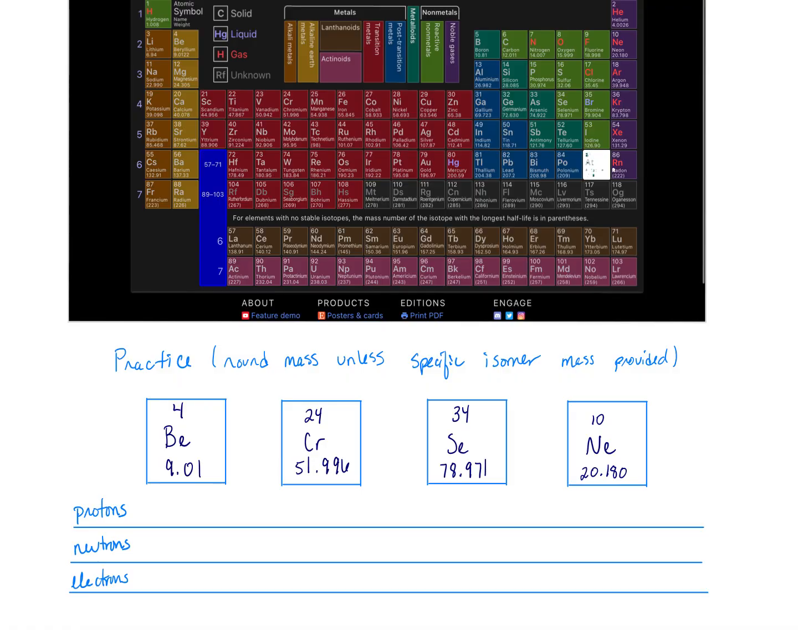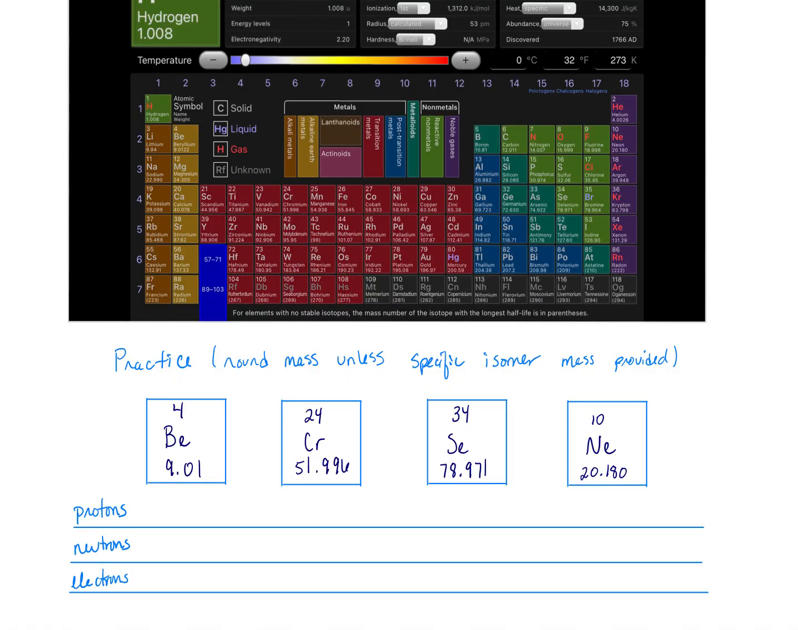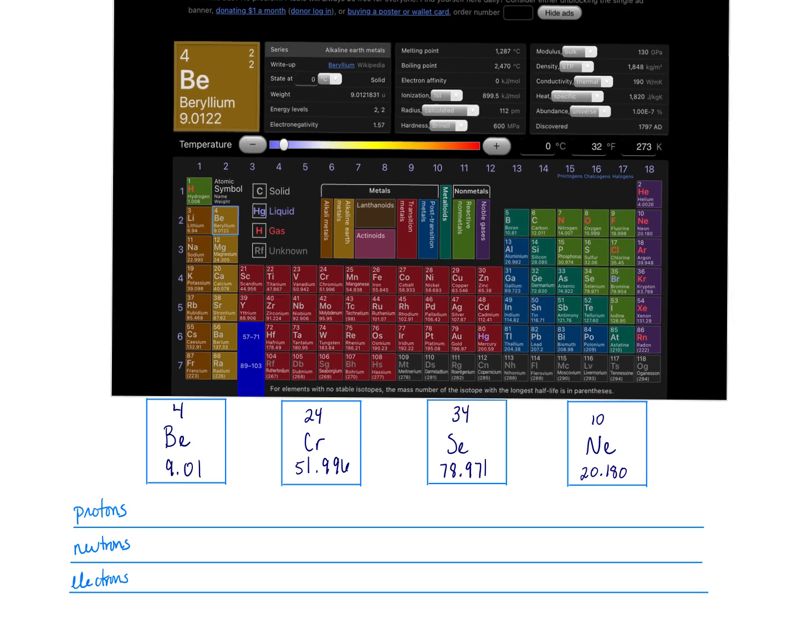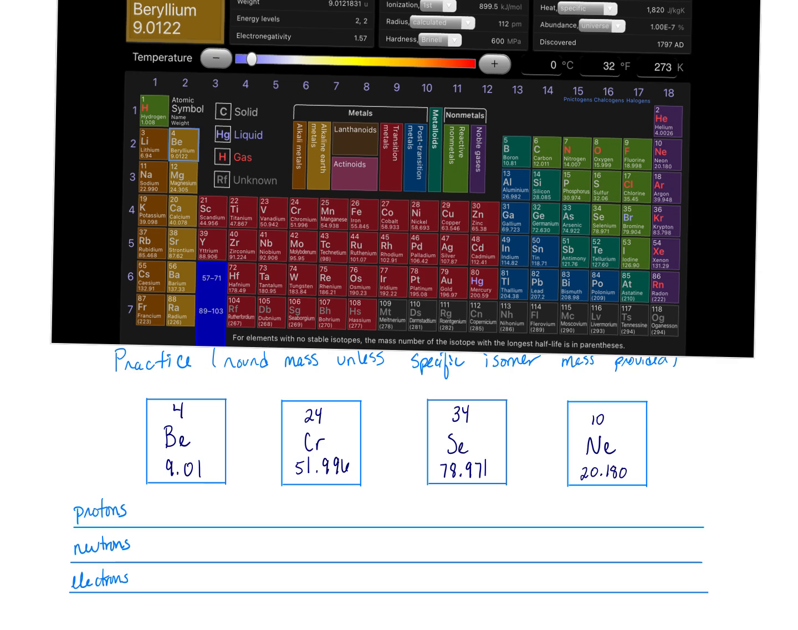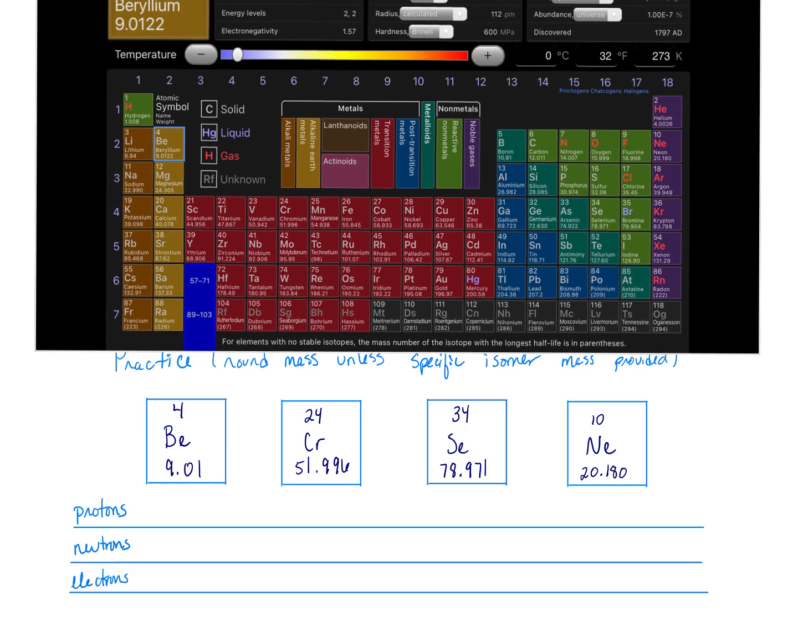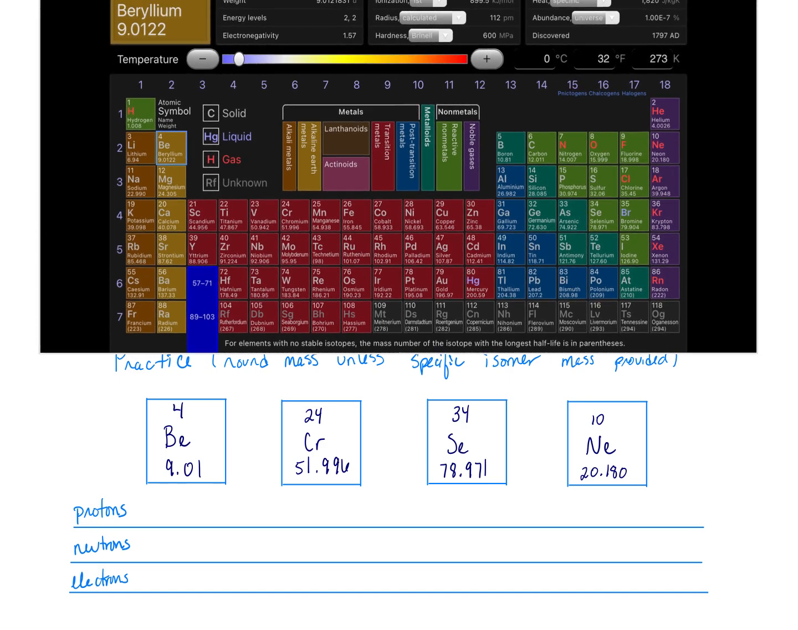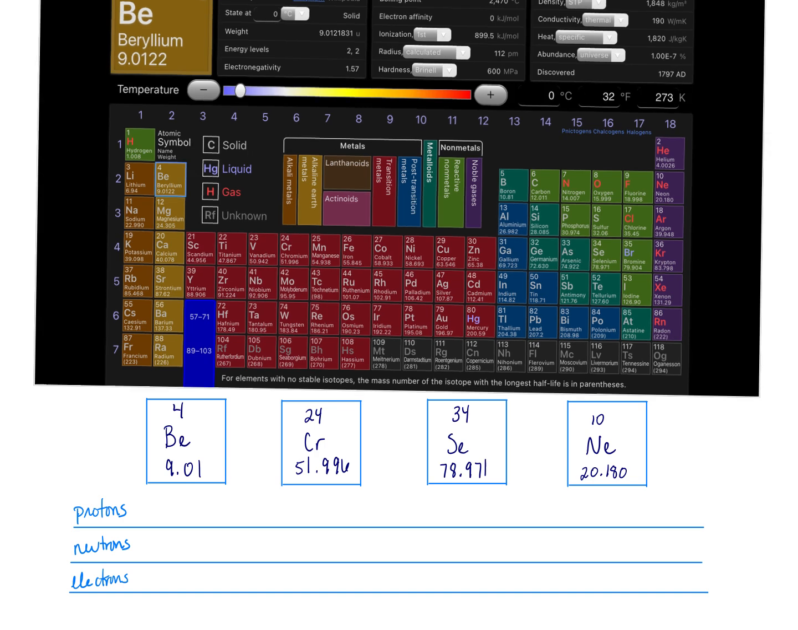So let's try some examples here. I've given you some examples, and the first one that we're going to look at is called beryllium. I've got that highlighted up at the top here, but I don't know if I can pull this down a little bit. No, not very well. Sorry about that. Let me straighten that back out there. Just pull it way down.